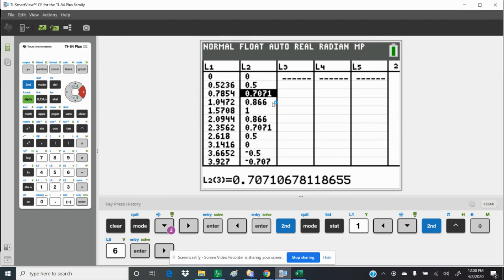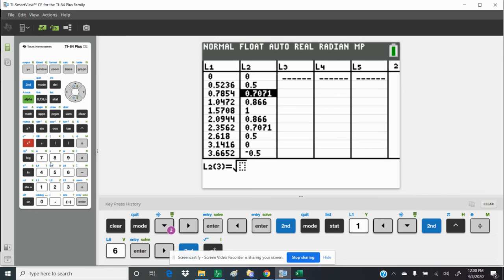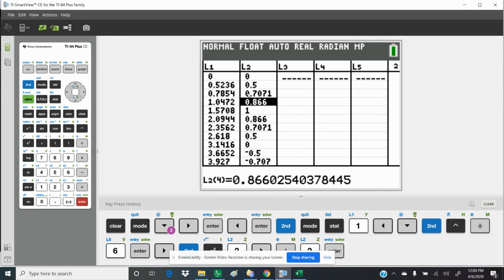But I'll show you here, if I put in the square root of 2 over 2, I'll go square root, where's my square root button? Right there. Square root of 2 divided by 2. So that's what I'm actually putting in, the square root of 2 over 2. But as soon as I hit enter, my calculator is going to change it to a decimal. So here I've put in L1, I've put in all of my radians. L2, I've put in all of my sine functions.